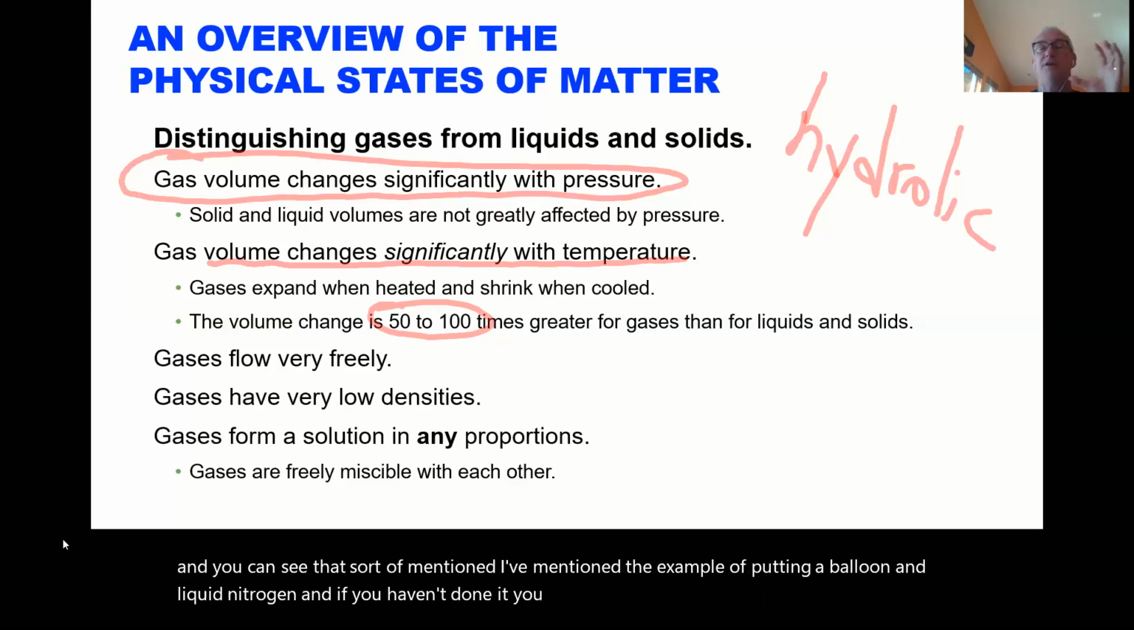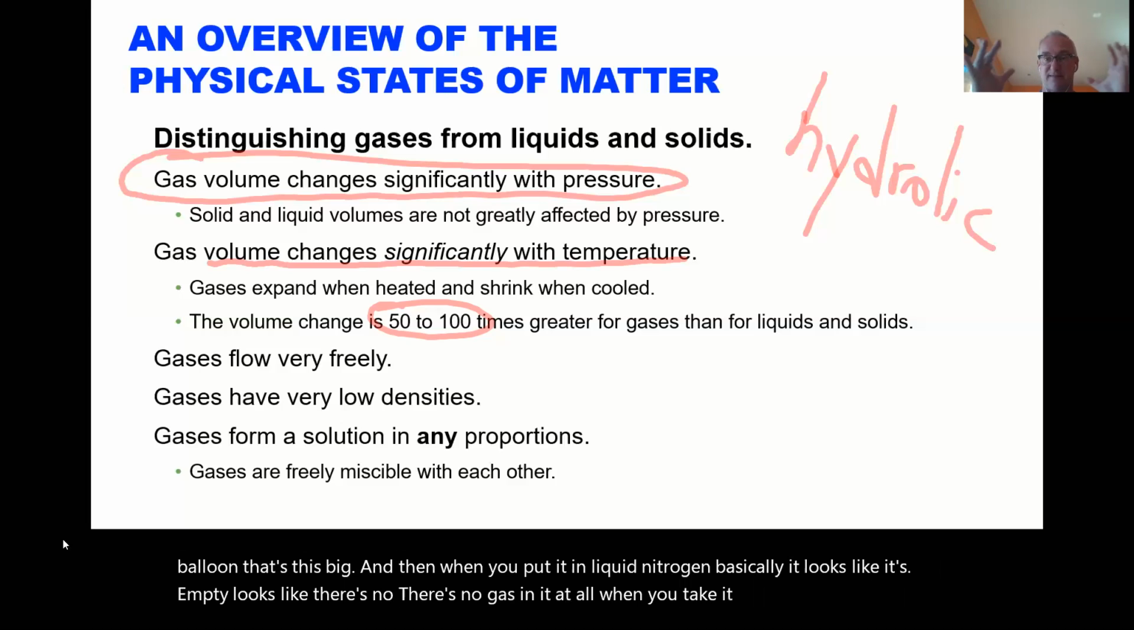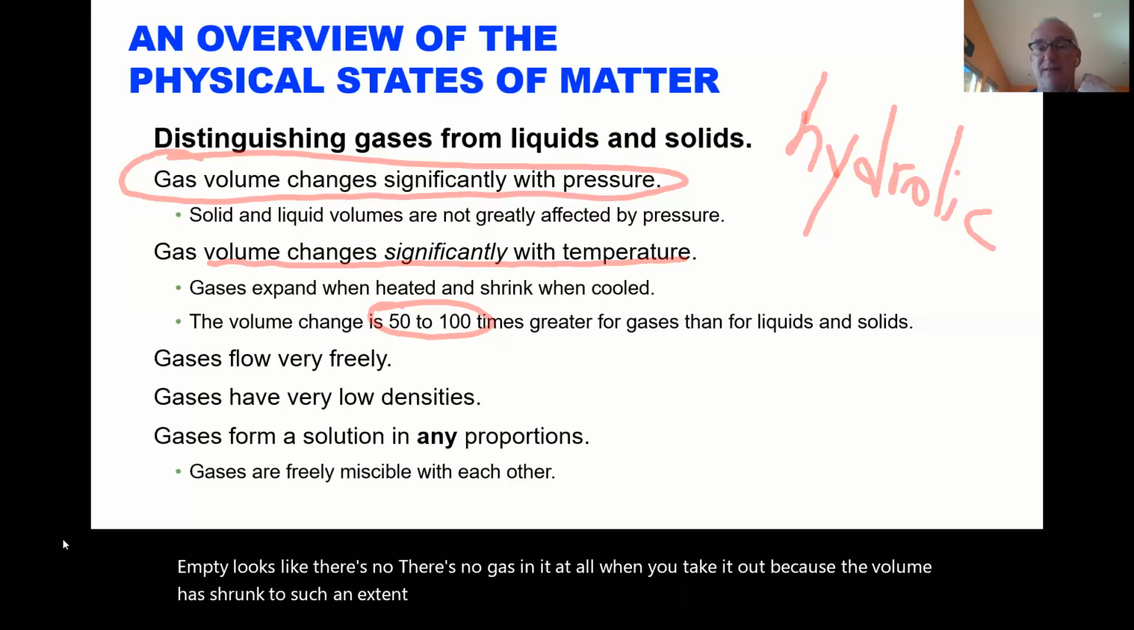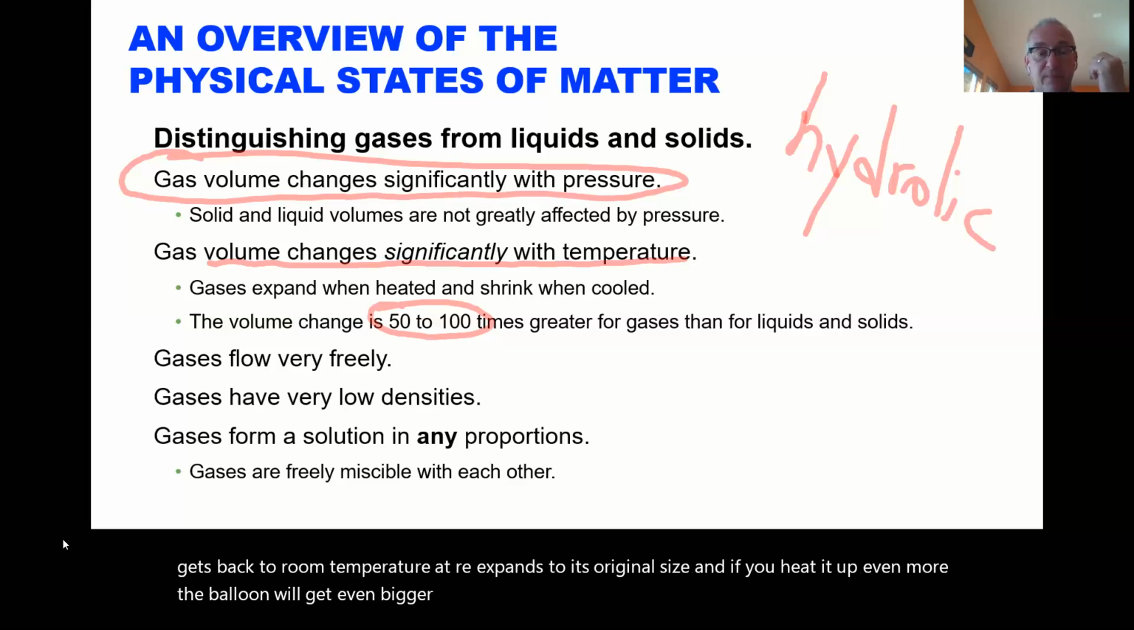It's a lot of fun. So you fill up a balloon that's this big, and then when you put it in liquid nitrogen, it looks like it's empty. Looks like there's no gas in it at all when you take it out, because the volume has shrunk to such an extent that it almost looks like there's nothing there. But then when it gets back to room temperature, it re-expands to its original size. And if you heat it up even more, the balloon will get even bigger until it breaks.